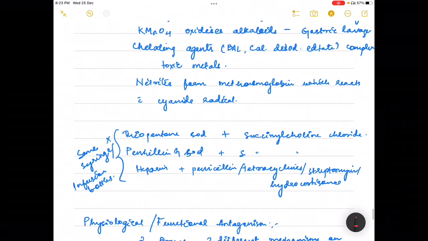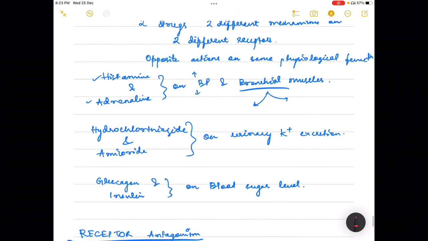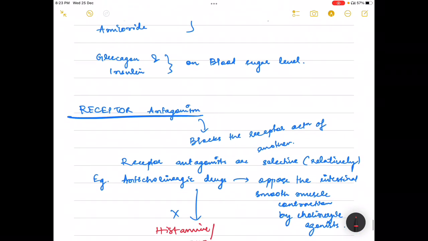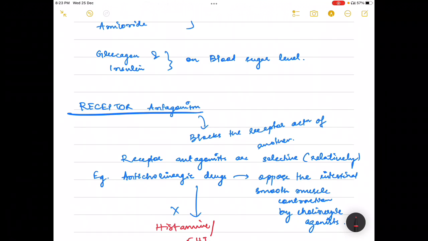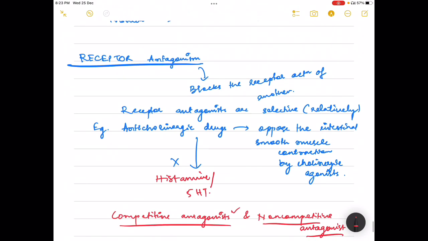Then what is physiological antagonism? Two drugs act on two different receptors by two different mechanisms, and they have opposite action on the same physiological function. For example, histamine and adrenaline on blood pressure and bronchial muscles. Then the last one is receptor antagonism. It blocks the receptor action of the other. Receptor antagonists are relatively selective. For example, anticholinergic drugs oppose the action of cholinergic agonists on intestinal smooth muscle contraction, but not that produced by histamine and 5-HT. These receptor antagonists are further classified into competitive and non-competitive antagonists, which we will be discussing in a separate video.